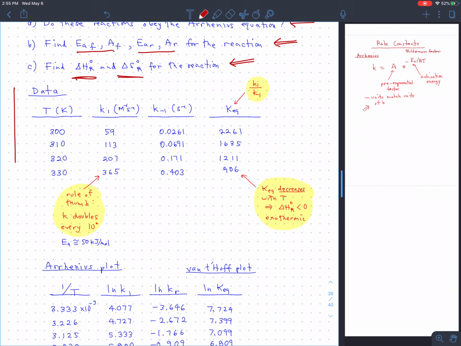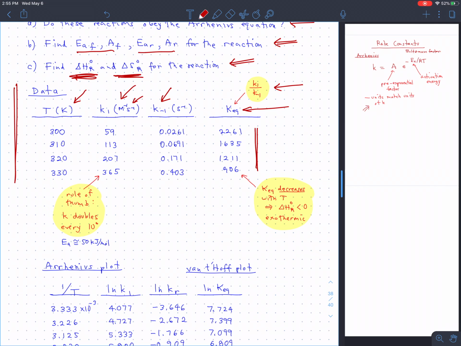Here's our actual data in a nice table. The temperature at which all the measurements were made, the rate constant that was measured at each temperature, notice the units again, the backwards rate constant at each temperature, and then the ratio of those two rate constants to give us the equilibrium constant. And of course, it's the way in which the equilibrium constant is changing with temperature that's going to tell us about these thermodynamic parameters that were asked for up at the top.